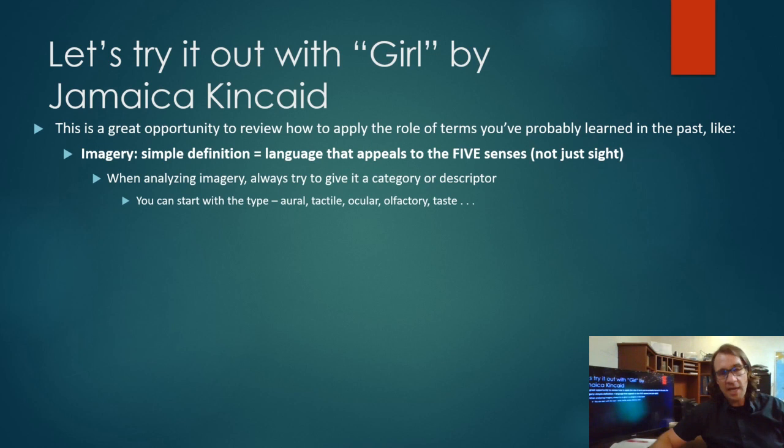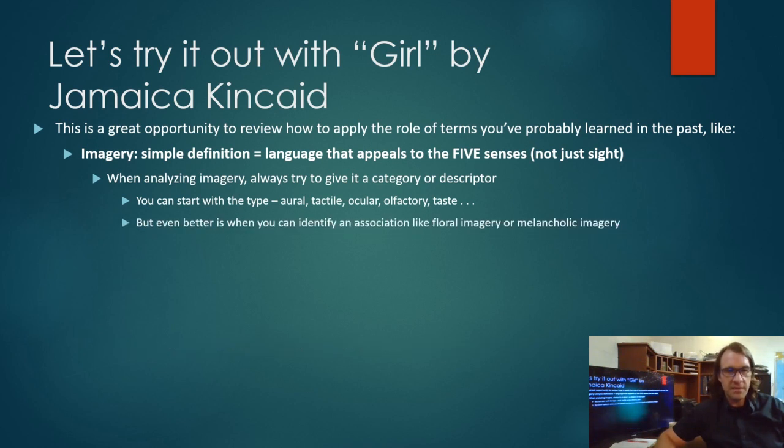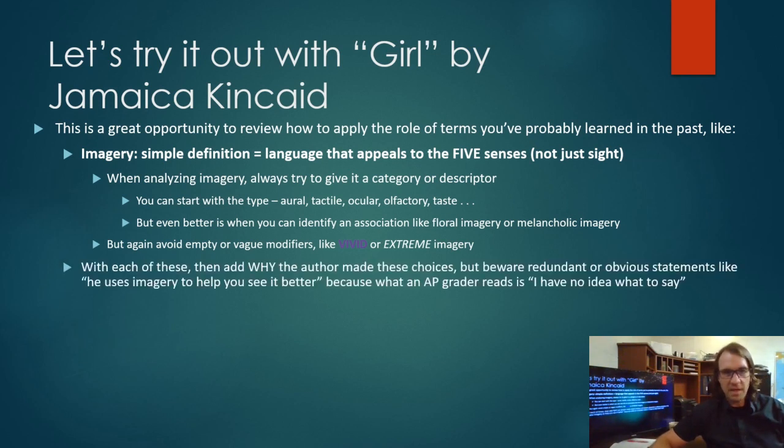All right. You can start with the type of imagery, but that shouldn't be your end-all and be-all. It's even better if you can identify a specific association, like maybe it's floral imagery or melancholic imagery. And of course, the words we use on the other page all work well too. But again, you want to avoid those empty modifiers like vivid or extreme. And with each of these, we're looking at why the author made these choices, why these word choices, why we spend so much time on this specific type of imagery and stuff like that.